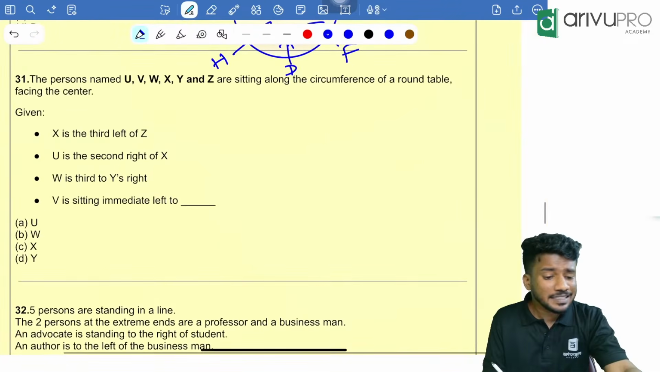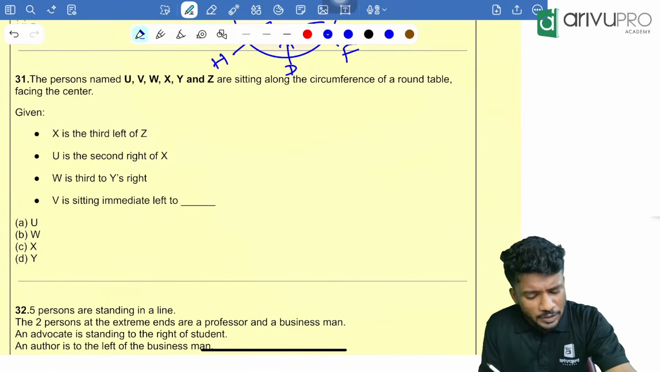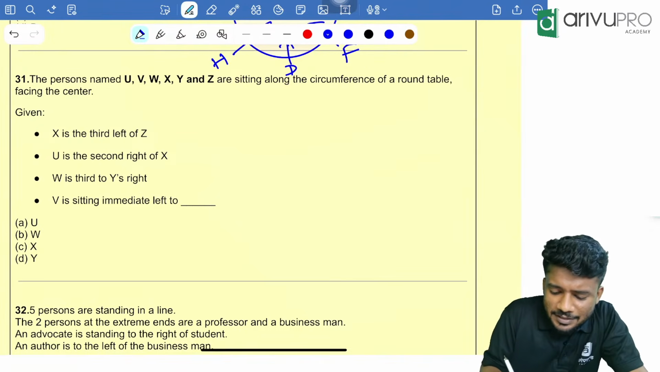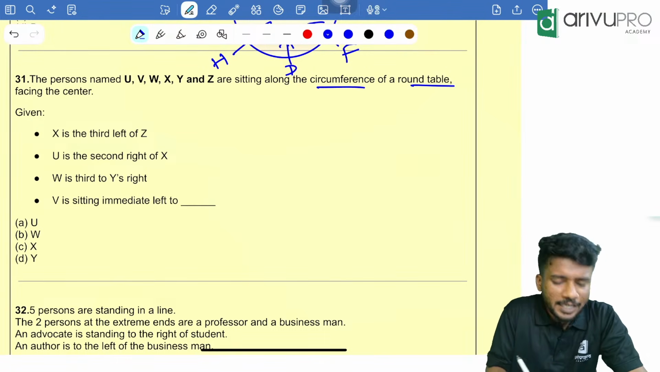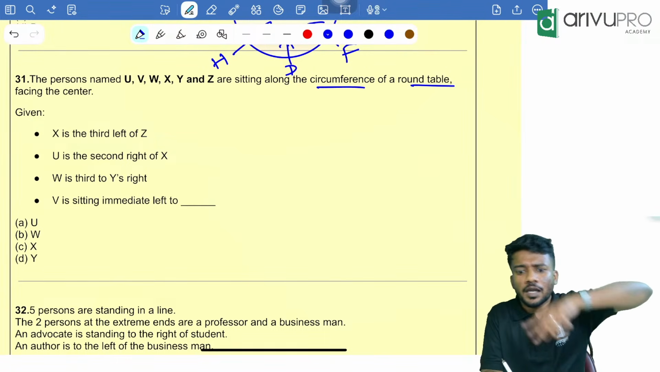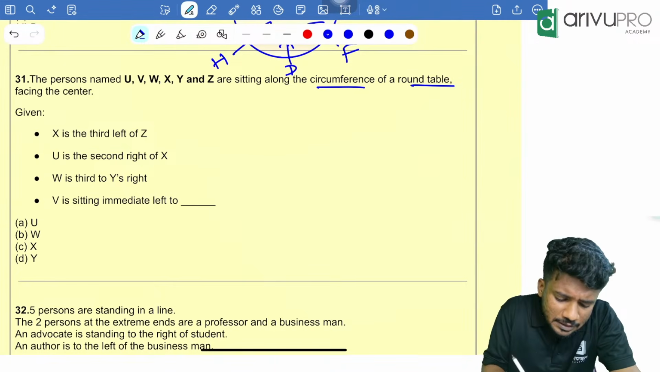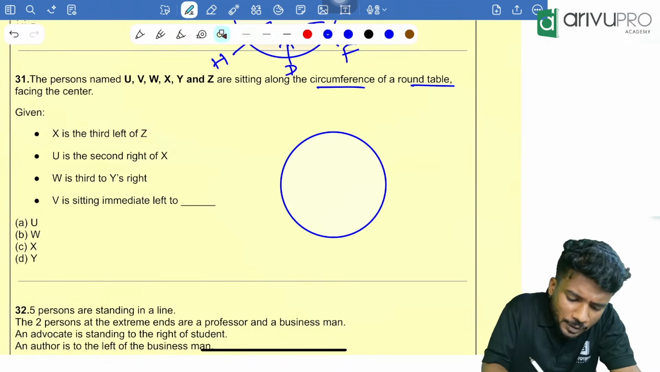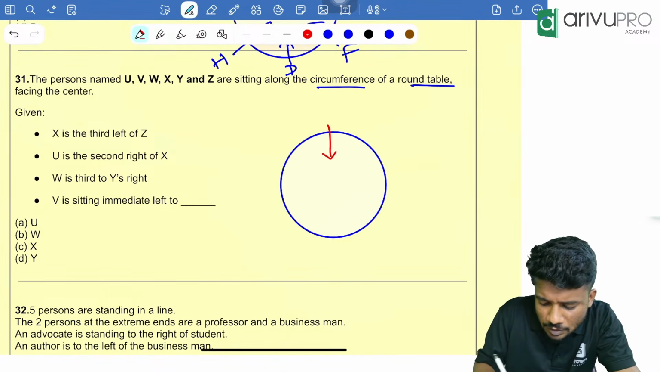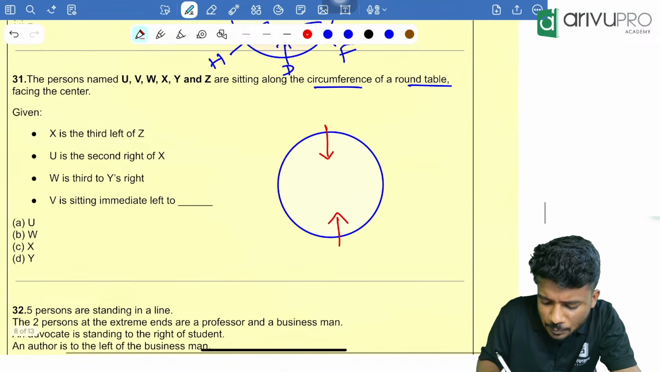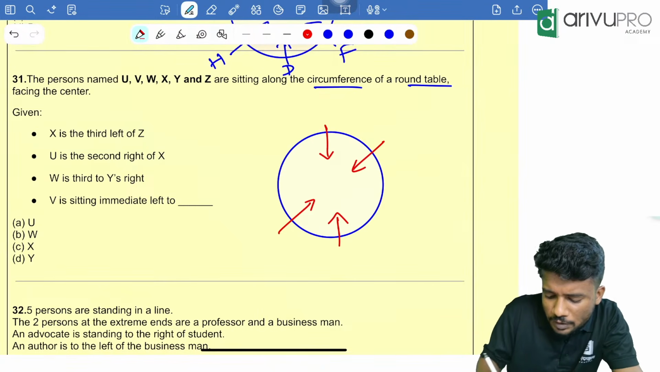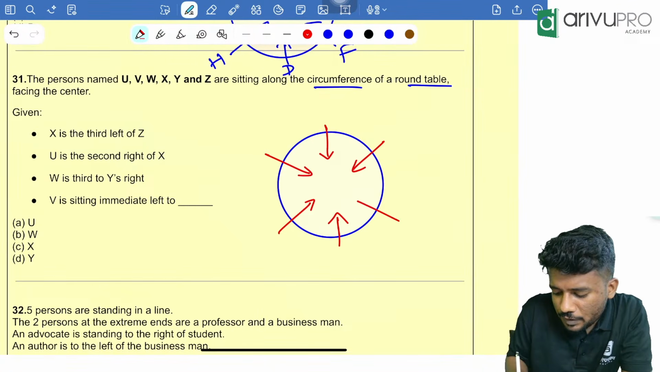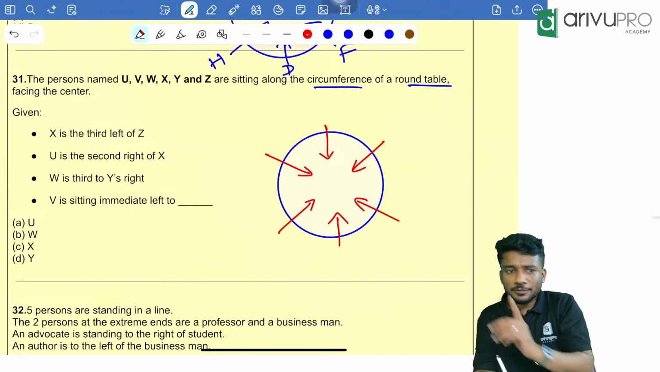Next question, 31st question. U, W, X, Y, Z are sitting along the circumference of a round table. That means they are sitting around a circle, correct? X is third left of Z. First of all, we will draw one circle. How many people are there in total? In total, there are around 6 people. So we will draw the picture like this. Everything is fine. Everyone draw it like that.